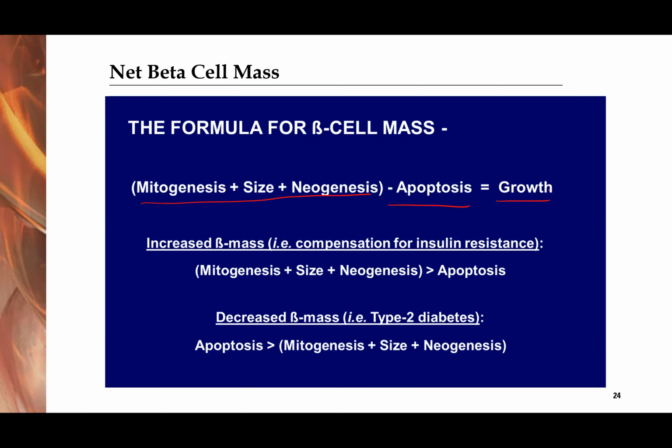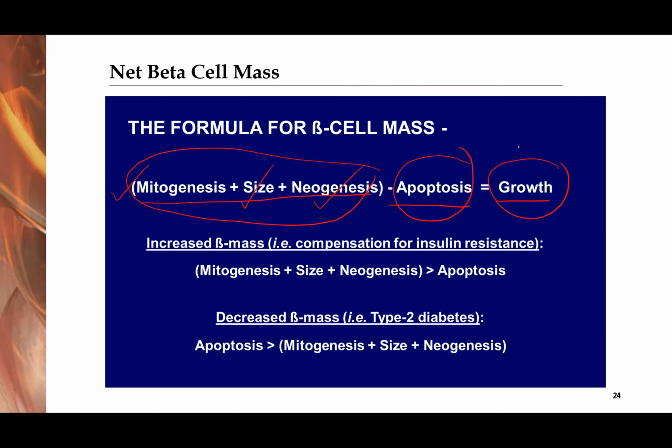That is generally everywhere. What is the amount of mitogenesis? What is the size of the mitogenesis? And then the neogenesis, new cells forming, not from the old ones. Together that is the input, minus the output, the apoptosis, which is the growth. Increased beta cell mass is a compensation for insulin resistance, because when the body is having insulin resistance, automatically insulin secretion increases by increasing the beta cell mass.